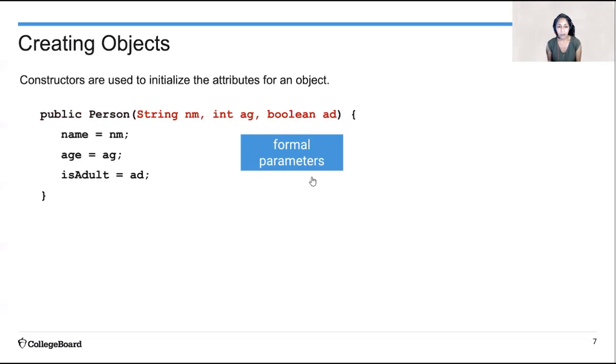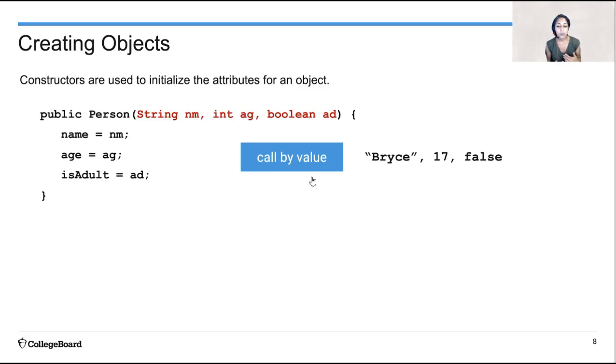The formal parameters are the actual information that's being passed to the constructor that's contained within those parentheses. So in this case, I'm passing a string, an integer, and a Boolean that I'm going to set equal to, or store into, the instance variables that I've defined for my person object.